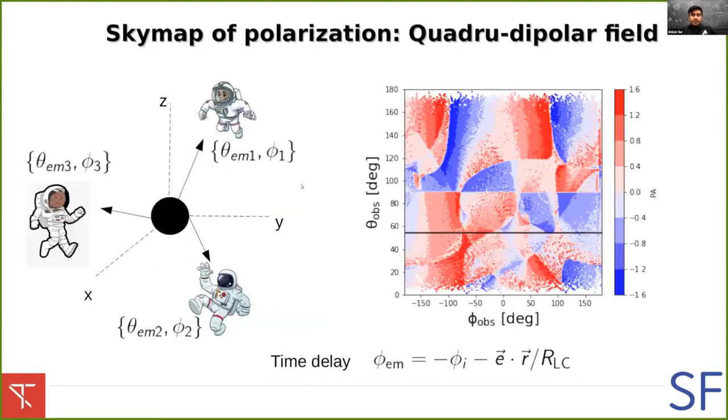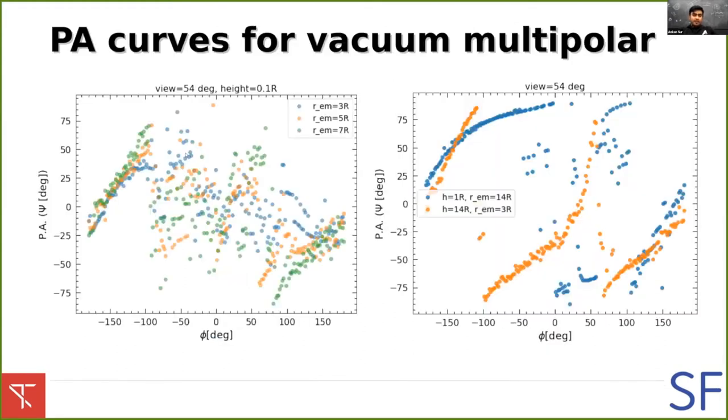Similarly, we do the same exercise for the quadri-dipolar field. This is the vacuum solution, and we get a messy feature, which is also seen in the position angle curves. However, the good thing is that if we increase either the emission height or the emission radius, we recover this S-shaped feature, which is expected because far away from the star, the field is more dipolar.